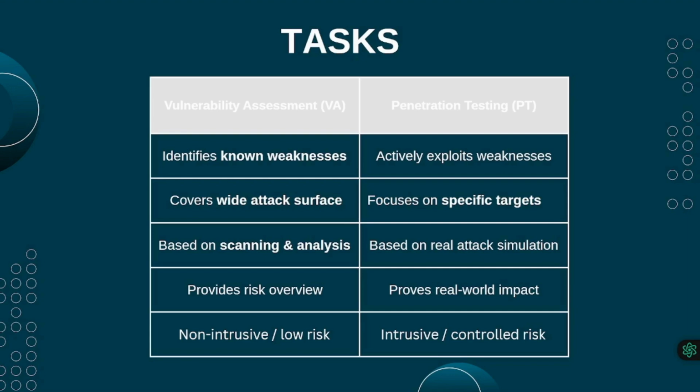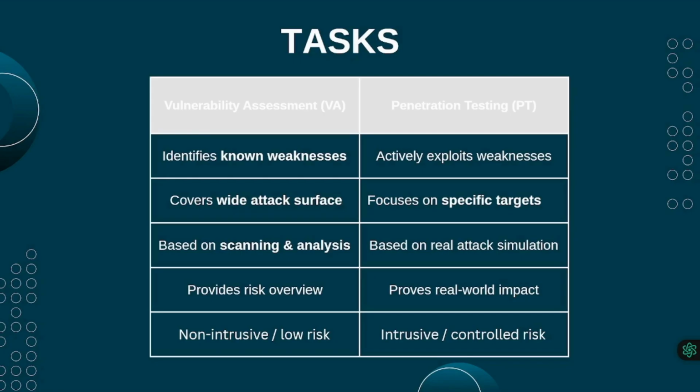Go deeper. In VA, we scan the entire system. We identify weaknesses, misconfigurations, and outdated components, but we don't exploit them. In pen testing, we think like an attacker. We chain vulnerabilities and we prove impact. Now the key insights on VA and PT.